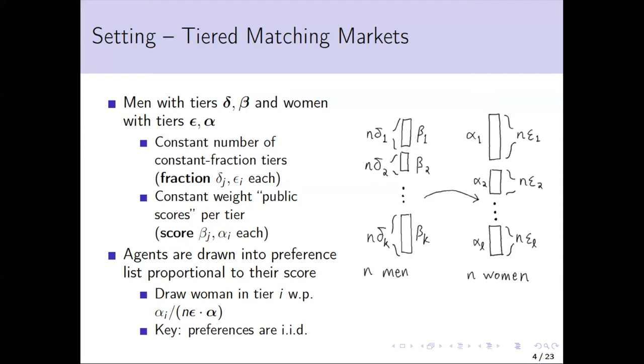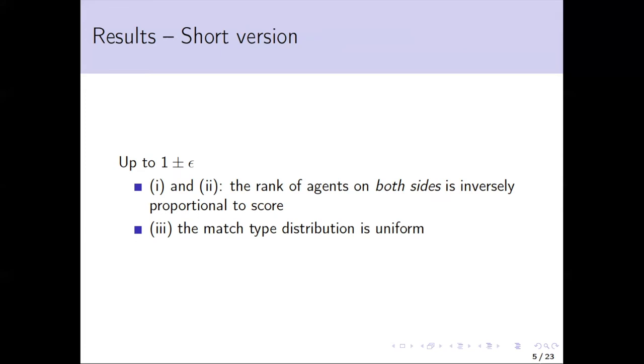We want to give you a quick overview of our core results. First, we showed that the rank of agents on each side is essentially inversely proportional to his or her score. And second, the distribution of match types, which is the fraction of matches between men and women of different tiers, is essentially uniform, and both results hold when the market is sufficiently large.